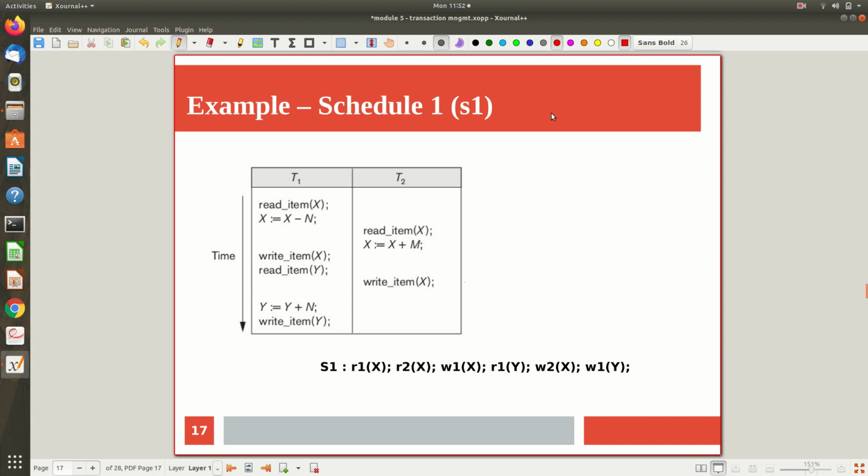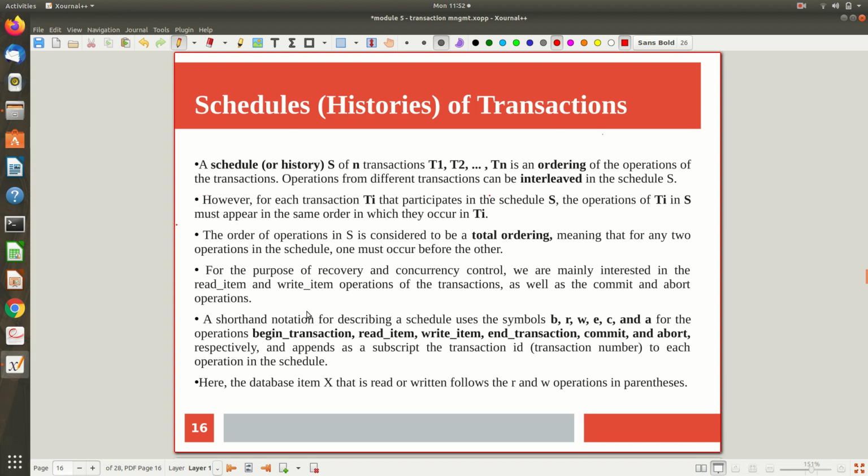Something like this. Here I have two transactions T1 and T2, and this is the order of operations, because first I am executing these two operations from T1, then these two operations from T2. So this is one ordering. Similarly I can think about another ordering. This is basically what we call a schedule, and you can think about such an ordering among some n transactions even.